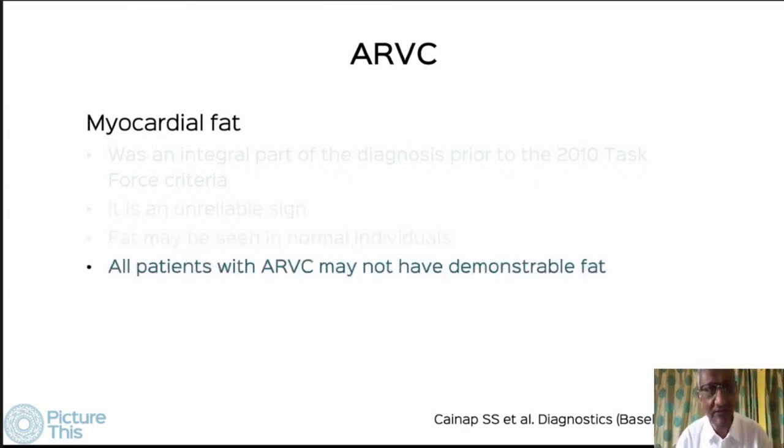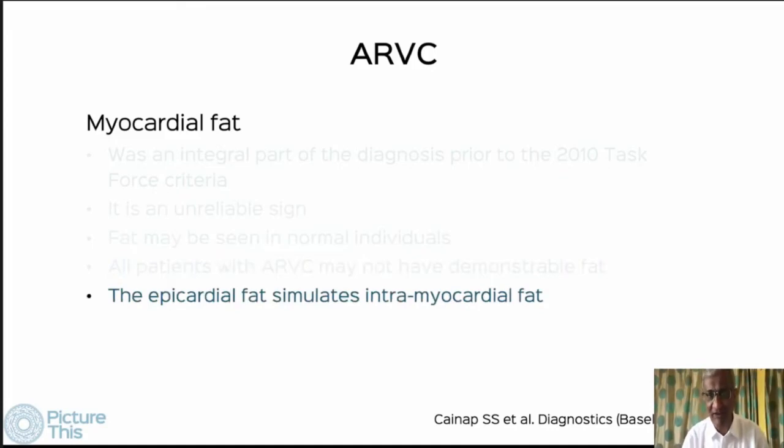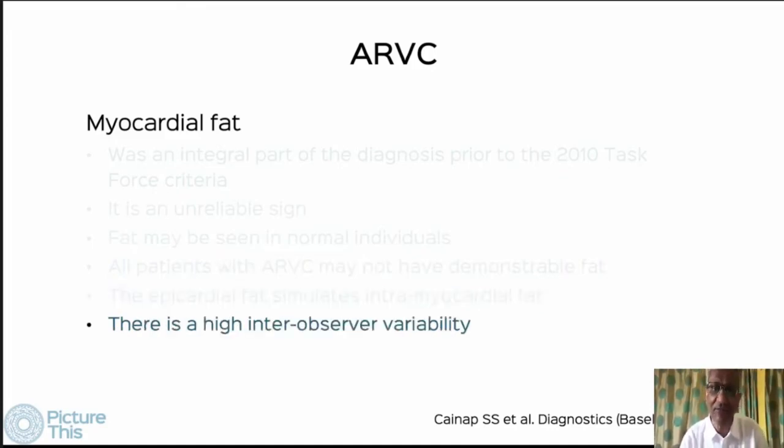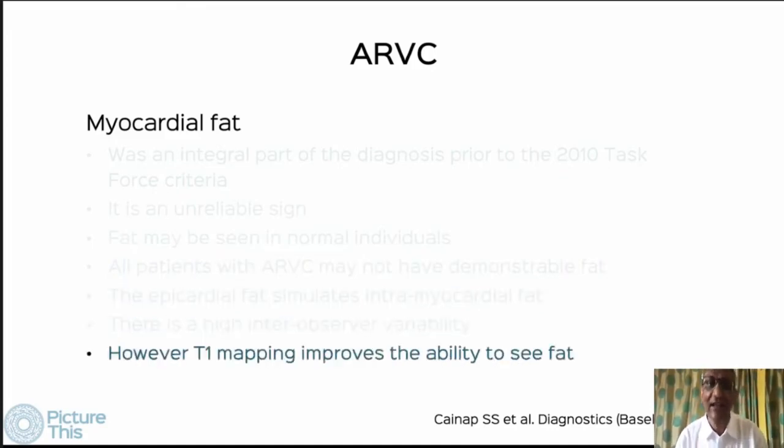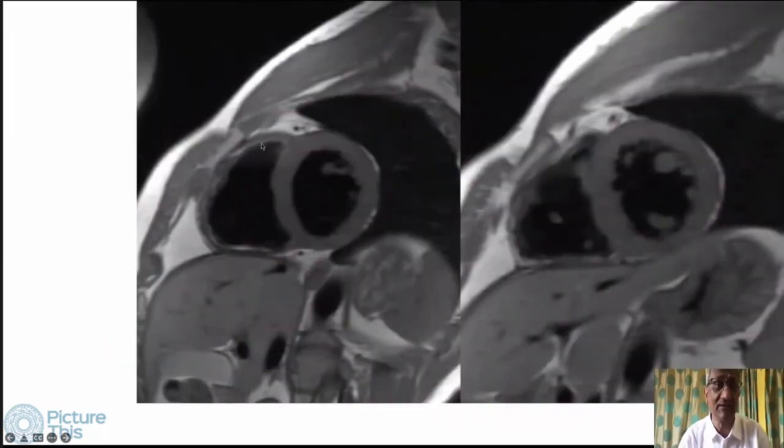You may see fat in normal individuals. All patients with ARVC may not have fat. Epicardial fat sometimes simulates intramyocardial fat. There is a high inter-observer variability, but we've now seen that on the T1 map, we can see fat better. So this is a patient with ARVC with intramyocardial fat. It's bright on T1, beautifully seen here.